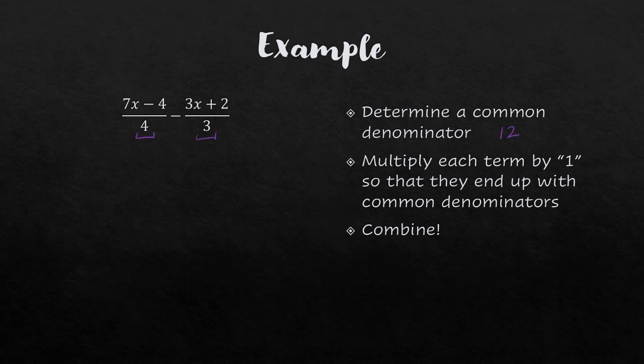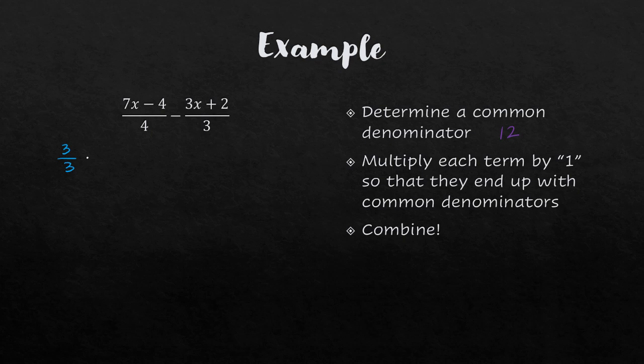So now we're going to multiply each of our two terms here. Again, I'm referring to this first piece, (7x minus 4) over 4, as one term, and then the (3x plus 2) over 3 as the other term. We're going to multiply each of them by quote-unquote 1 so that we get our common denominator. So I'm going to multiply my first term by 3 over 3. Remember, 3 over 3, that's equal to 1.